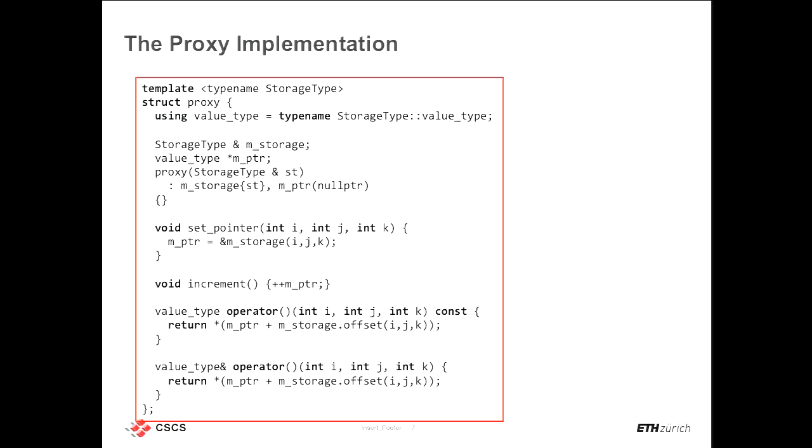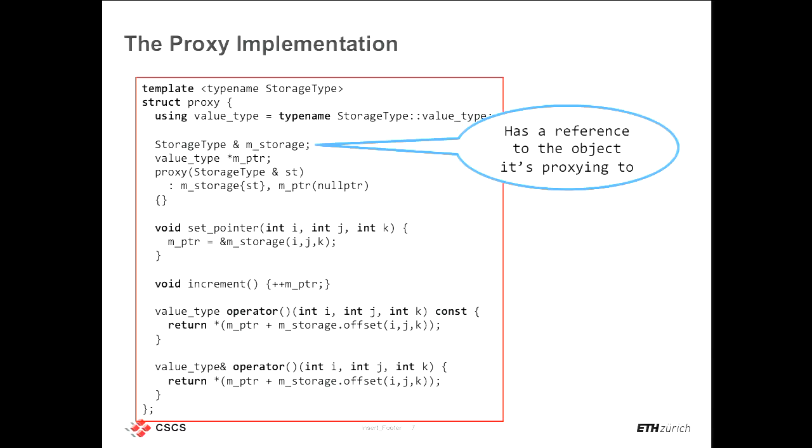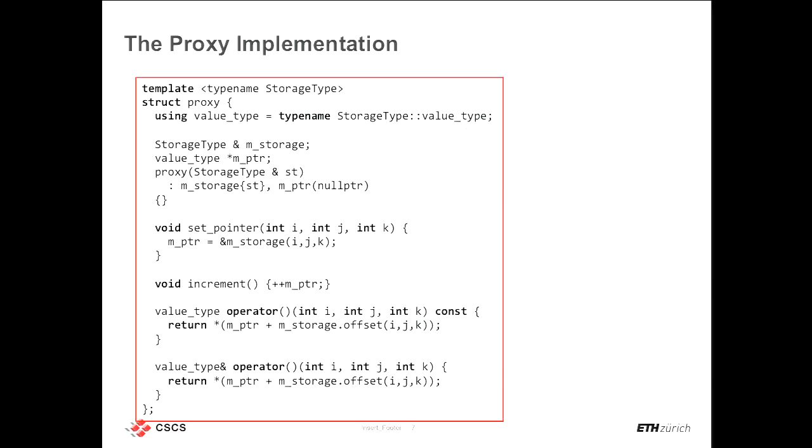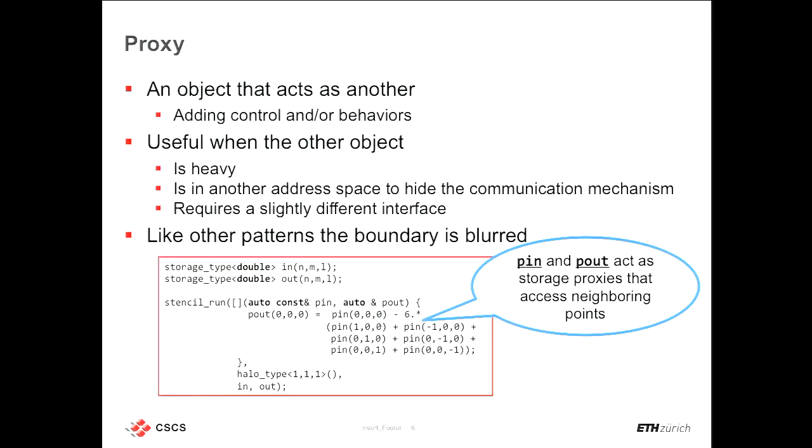The proxy, you can find it in the example folders, in the proxy folder in your code. The proxy has, as the main component, a reference to the storage it is pointing to, and an accessor to access the storage, which is the interface that we saw earlier, right? This P in 0, 0, 1, 0, minus 1, 0.